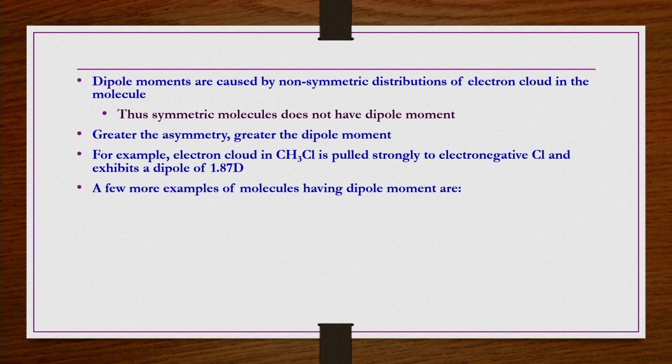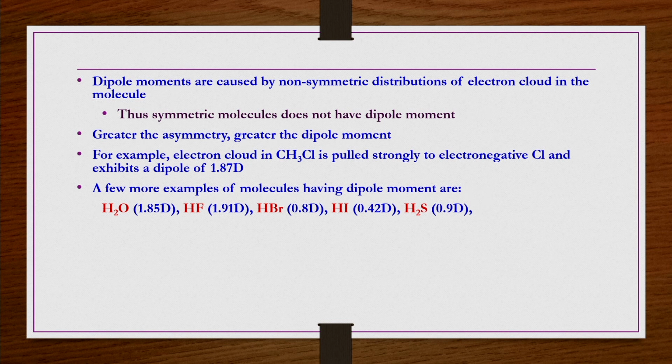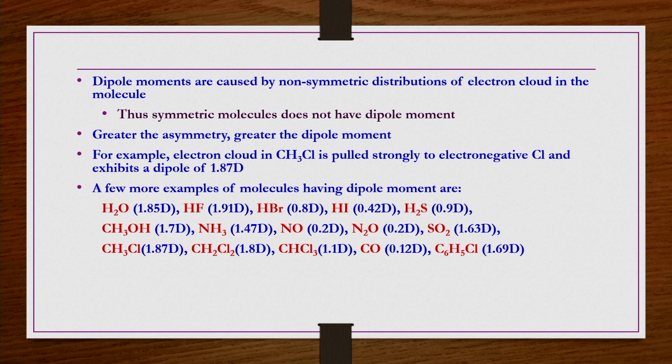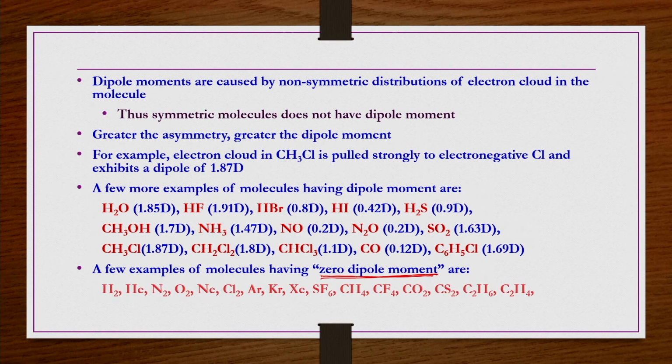Okay. So, a few more examples of molecules having dipole moment along with the magnitude of dipole moment are given here. In the parenthesis, the magnitude of dipole moment is given, how much the dipole moment is. A few examples of molecules having zero dipole moment, that is which are not having any dipole moment, are also given here.